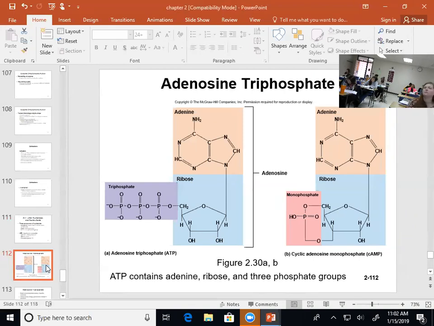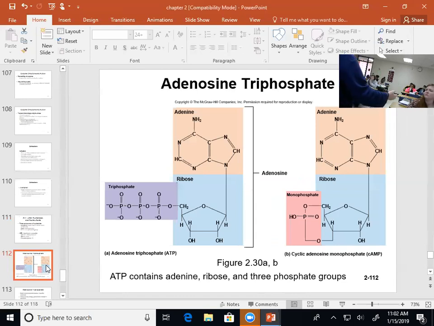This has a little tail of phosphates. This diagram looks flat to you, but we know it's not. These are atoms of elements that are three-dimensional, and they have a relationship called a chemical bond. Held within chemical bonds is stored energy.